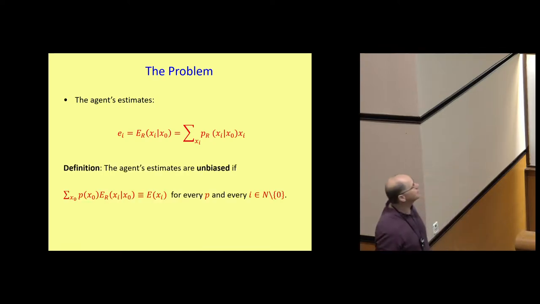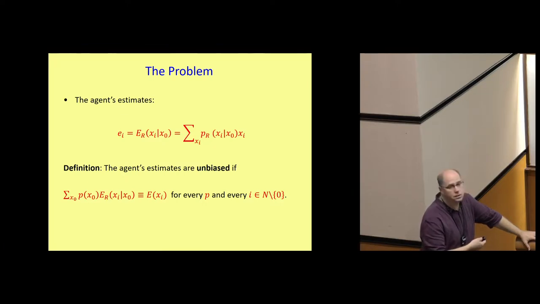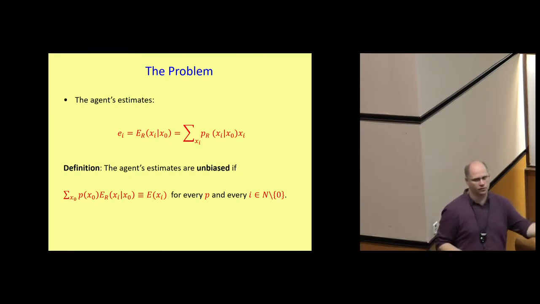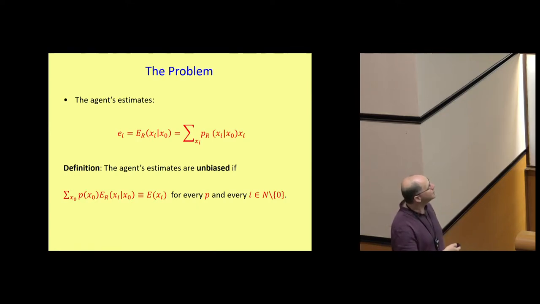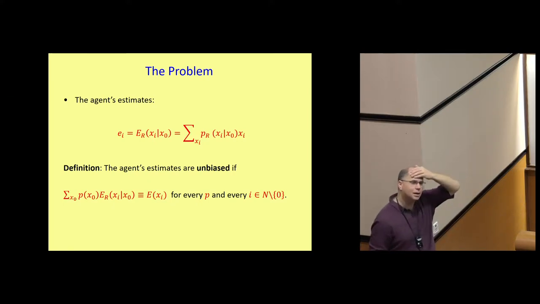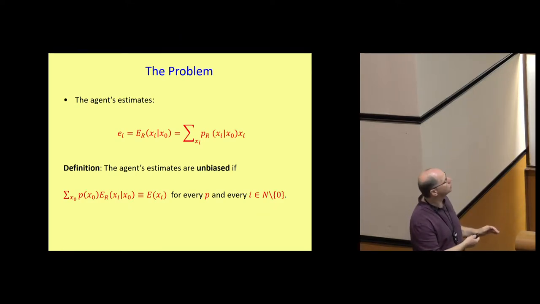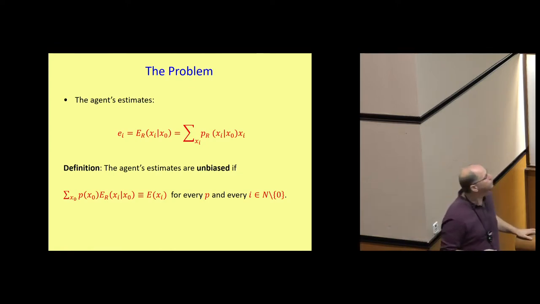Here's the key definition. We're going to say that the agent's estimates are unbiased if, on average, this ei coincides with the objective expected value of xi. So this expectation is with respect to P. That's the actual expected value of xi according to the true distribution. This is my subjective assessment conditioned on the signal that I've received, and we're just averaging over all the signals. That means that on average, in the long run, my estimate of xi is correct. Again, I'm making mistakes. This could be wrong. But those mistakes even out in the long run.